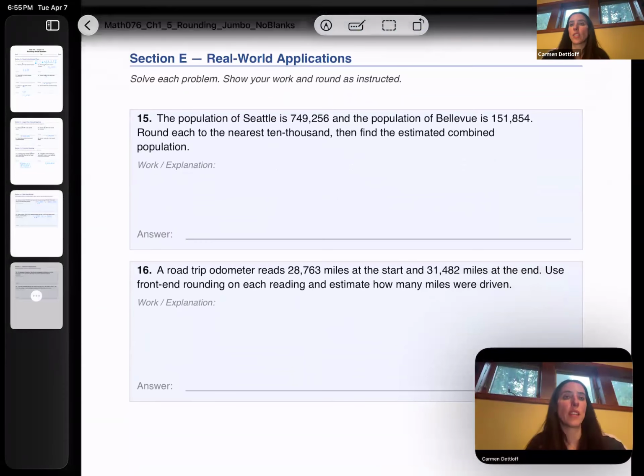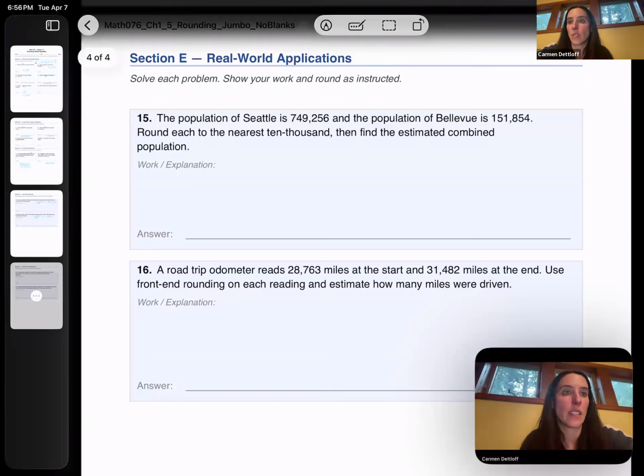Real world applications. The population of Seattle is 749,000 and change, and the population of Bellevue is 151,000 and change. Round each to the nearest 10,000, then estimate the combined population.